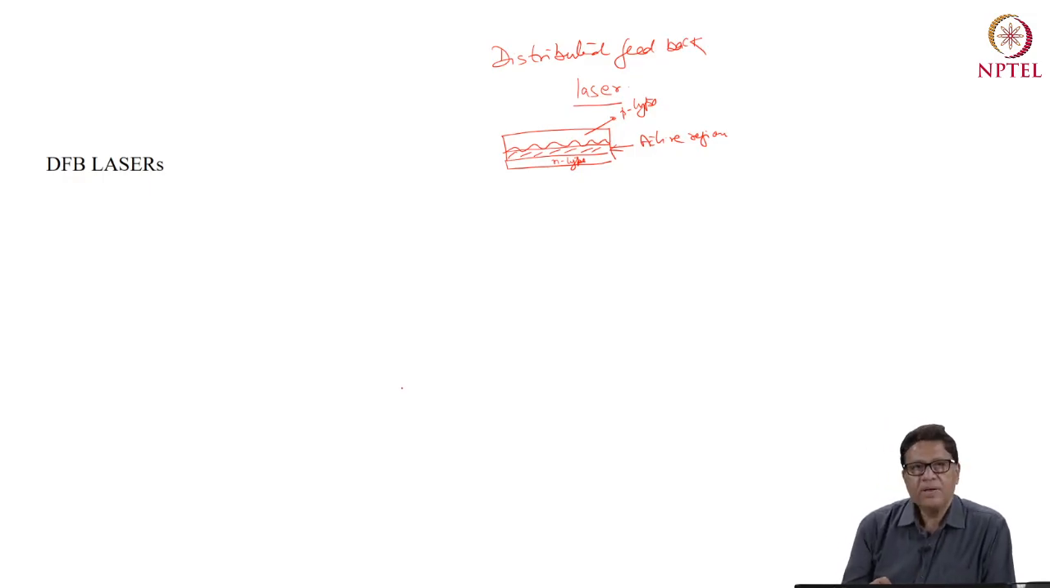The property of this grating is that, depending upon the spacing or the period of this grating, some particular wavelength of the light is reflected back and others are transmitted. So basically what I am doing here is making this a wavelength selective device.